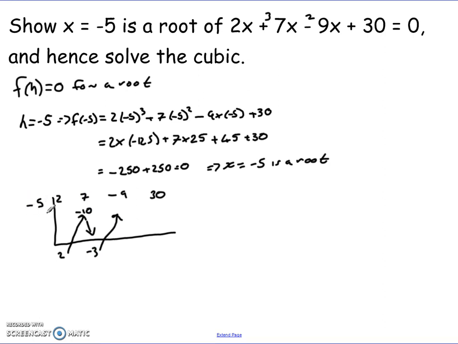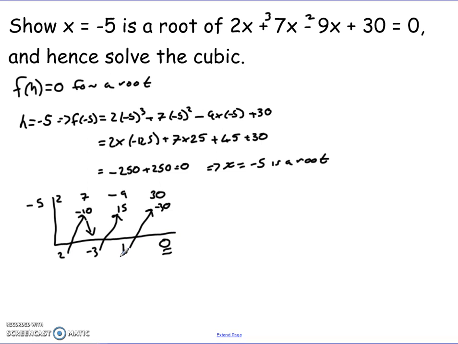Negative 3 goes up and again it gets multiplied by the value outside, gives me 15. Negative 9 plus 15 gives me 6. Again, multiply it up here, we get negative 30. The value down here then, 30 take away 30 gives me 0. This is what we should always get, remember, if it is a root. So this is almost like a double check, if you like. This is a double check to show me that I've got a root.